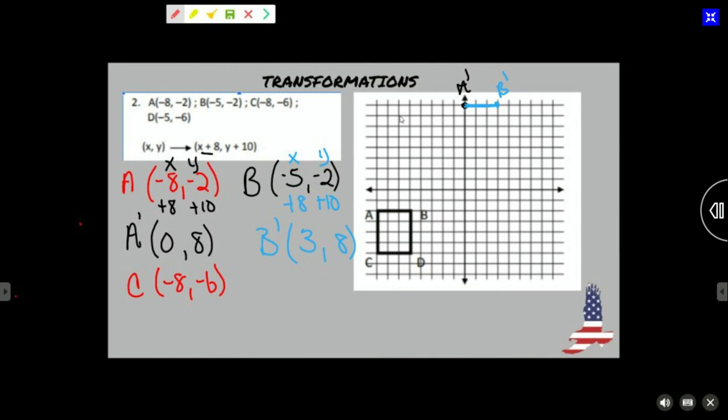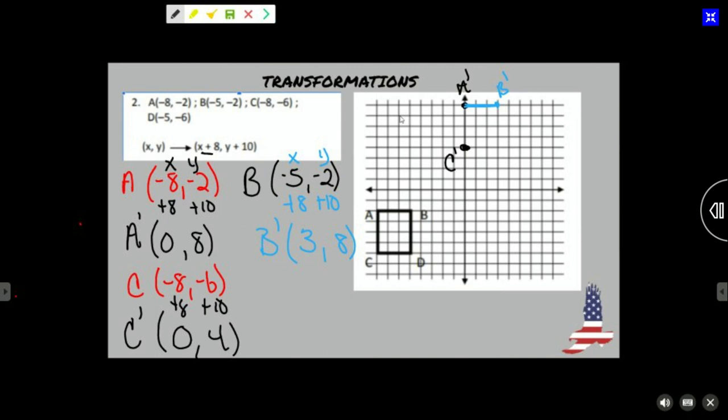All right, C. Add 8. Add 10. C prime. I know how to do this already. 0 and 4. You do? Good.